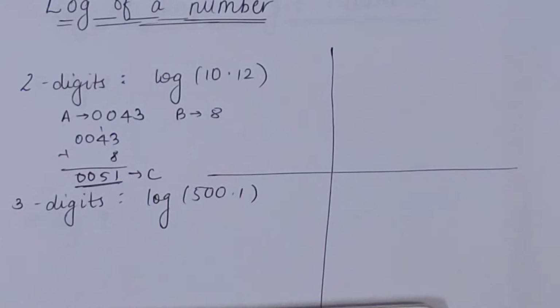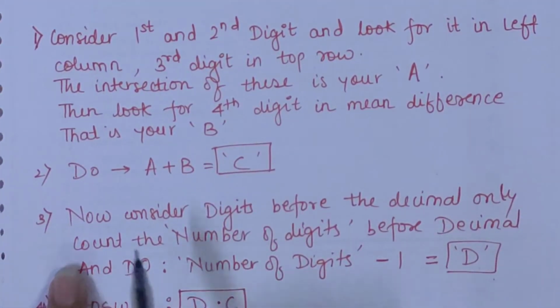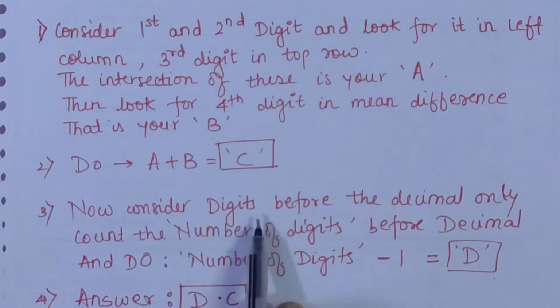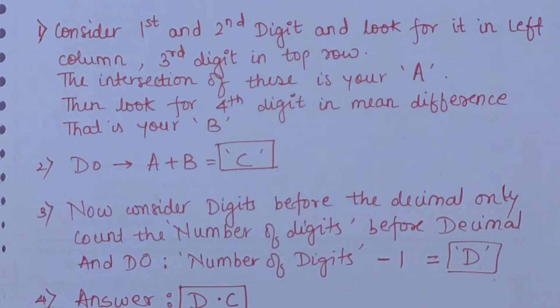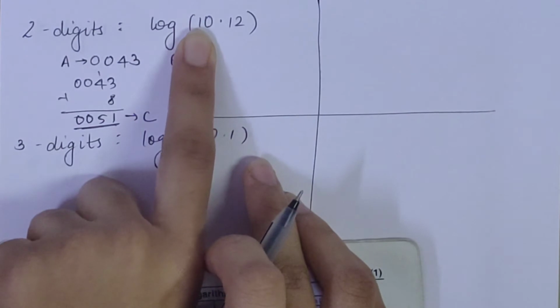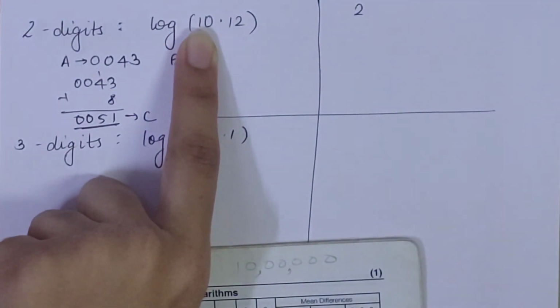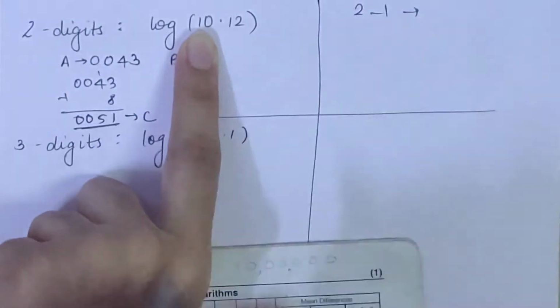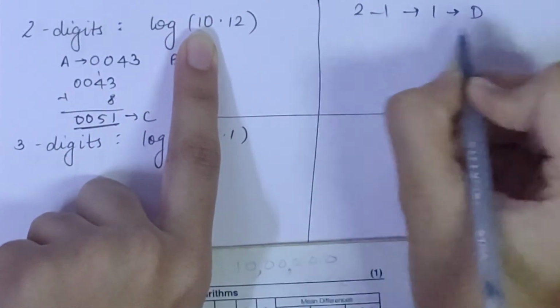Now I'll continue it here. Now what is my third step? Now consider digits before the decimal point only. Count the number of digits before the decimal point and do number of digits minus 1. So, number of digits before the decimal point, 2. What I have to do? Number of digits minus 1. So, this is 1 and that is my D.